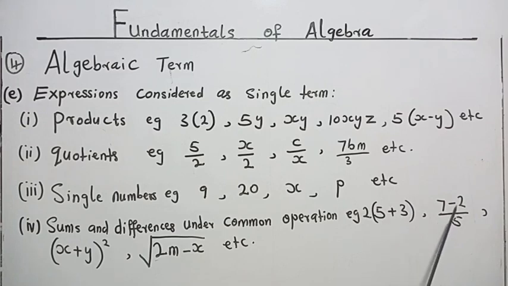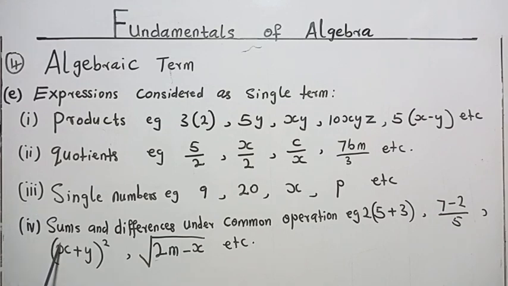What about this 7 minus 2? Ordinarily, 7 and minus 2 are to be separate terms. But because 5 is dividing them at the same time, it means that the two are under a common operation. Division is that common operation that 7 and minus 2 are undergoing. That is why the entire expression is considered to be one term. I hope you are following what I'm saying here.